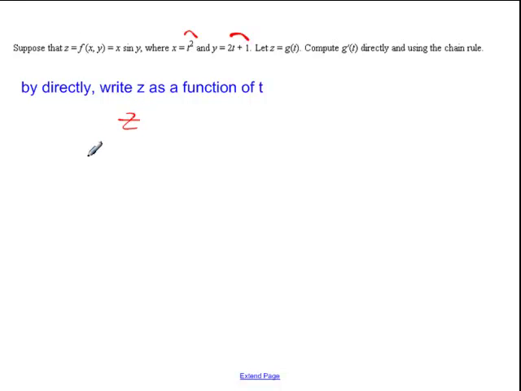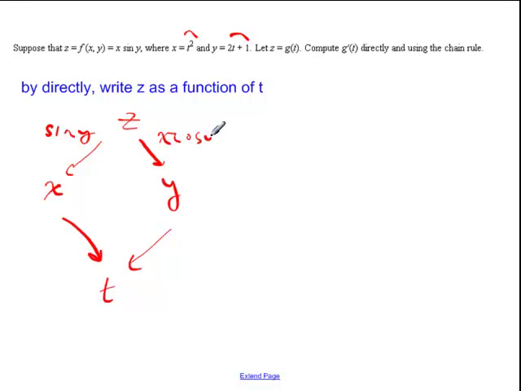So we have z to x to y to t, and we know that the partial derivative of z with respect to x would be sine y, and the partial derivative of z with respect to y is going to be x cos y, just taking partial derivatives. And then dx/dt is 2t, and dy/dt is 2.